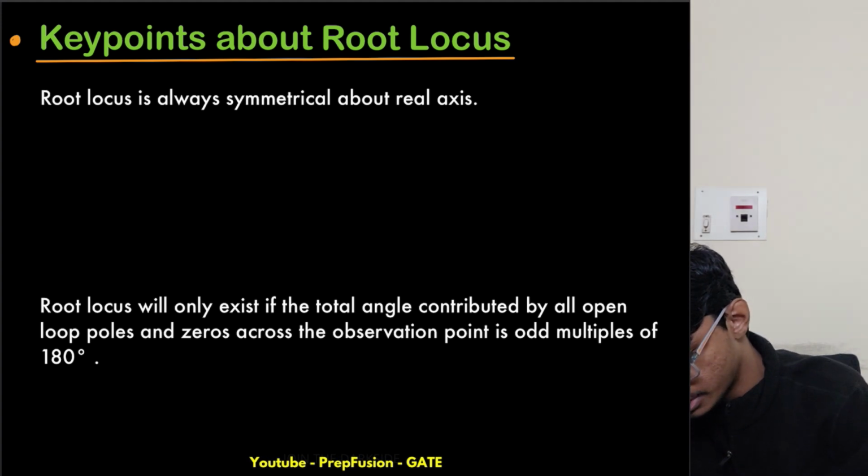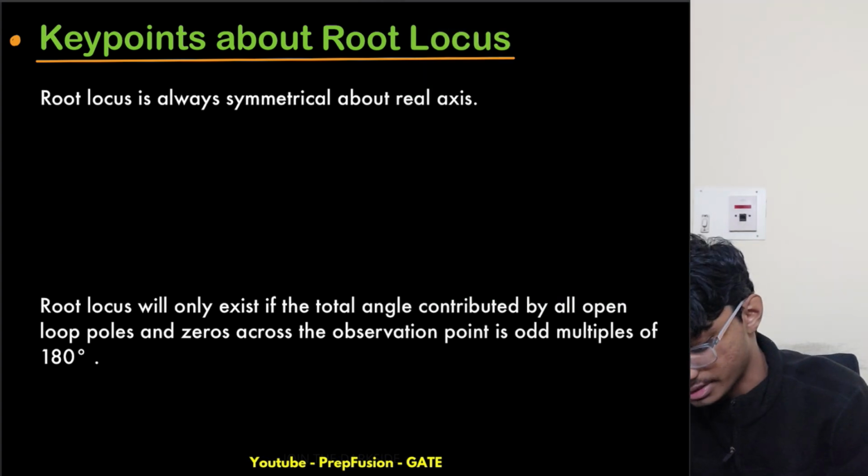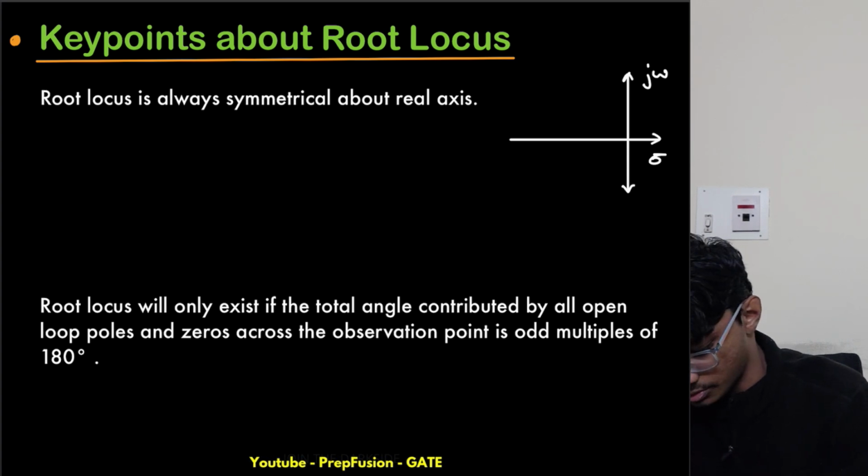Let me first draw one axis. The axes will be sigma and j omega. So the axes are sigma and j omega.